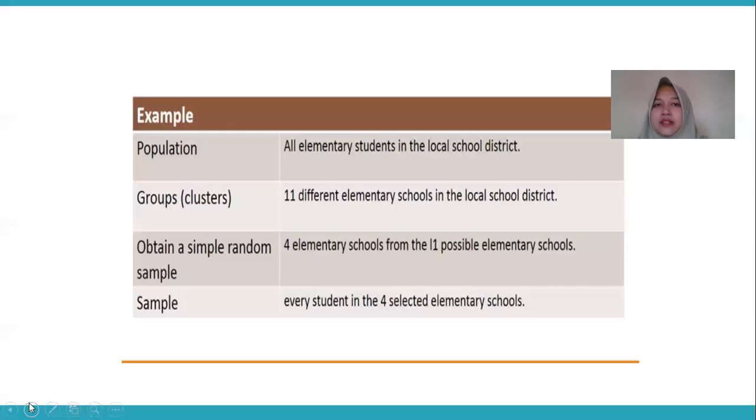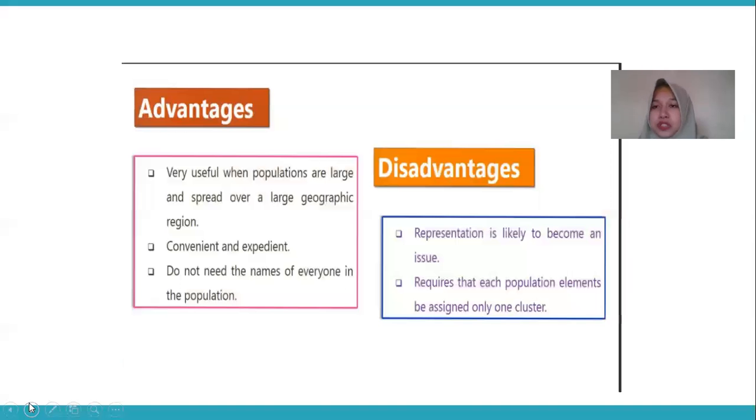In this technique, there are advantages and disadvantages. The advantages: it is very useful when populations are large and spread over a large geographic region. It is convenient and expedient. You don't need the names of everyone in the population. But on the other hand, the disadvantages are that representation is likely to become an issue, and it requires that each population element be assigned to only one cluster.